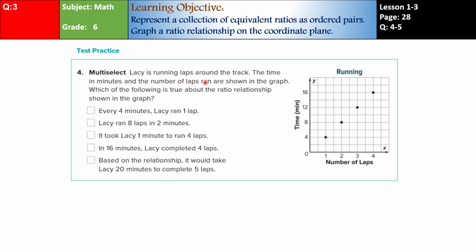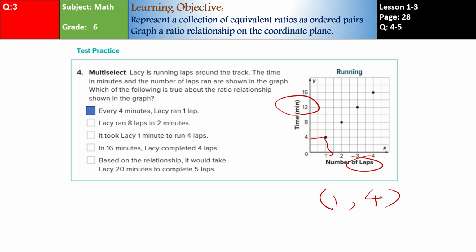Leslie is running laps around the track. The time in minutes and the number of laps run are shown in the graph. If we look at the graph, what is the rate? The rate is 4 and 1. At x it is 4 and at y it is 1. So for every 4 minutes, this is minutes and this is laps, Leslie runs 1 lap. It is true.